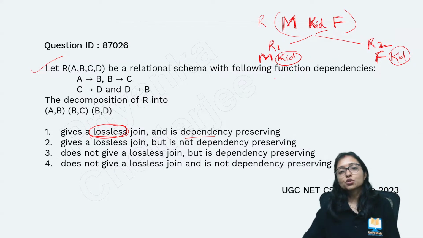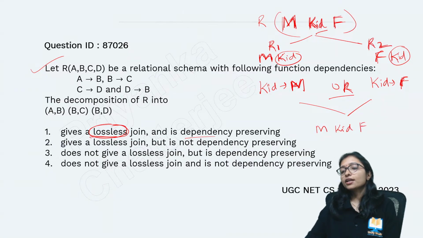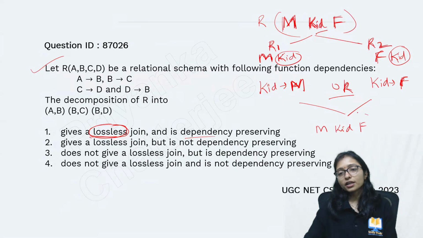He or she is able to, because why? If the kid is able to convince the mother that yes, please join, I am not feeling well or something, or if the kid is able to convince the father, either this or this, if it is happening, then they will join together again and make the family again. That is a lossless join. This is called a lossless join.